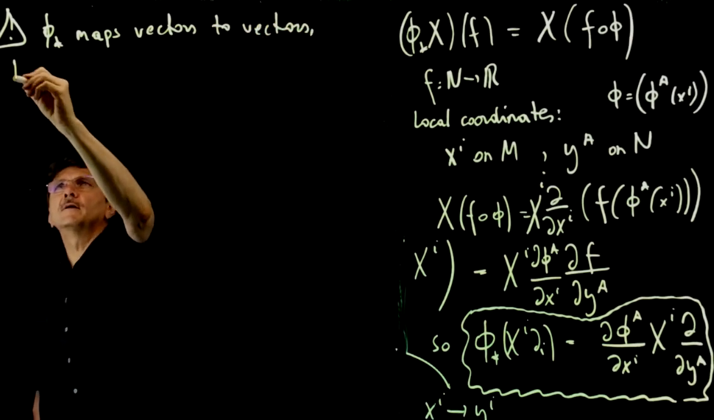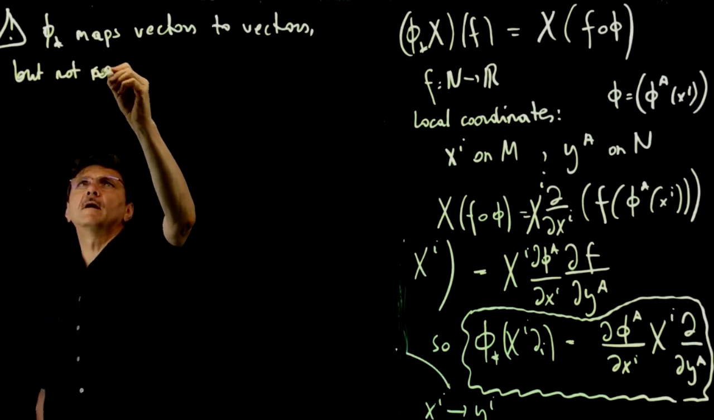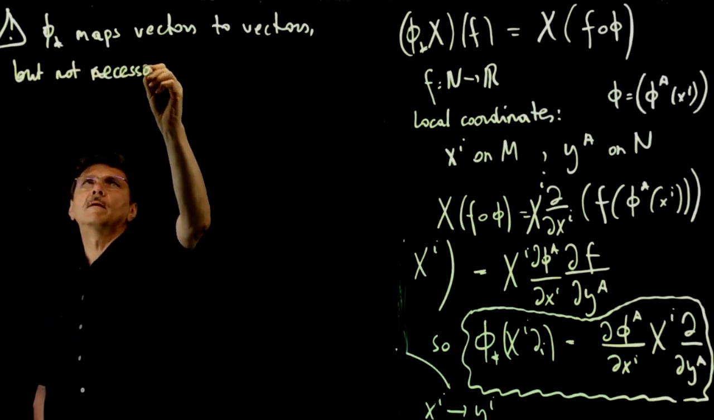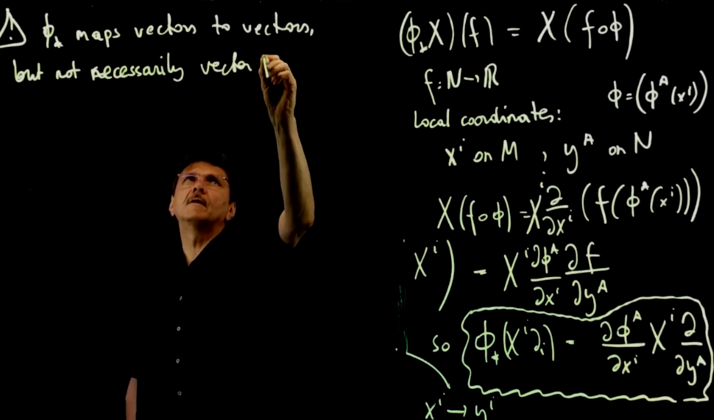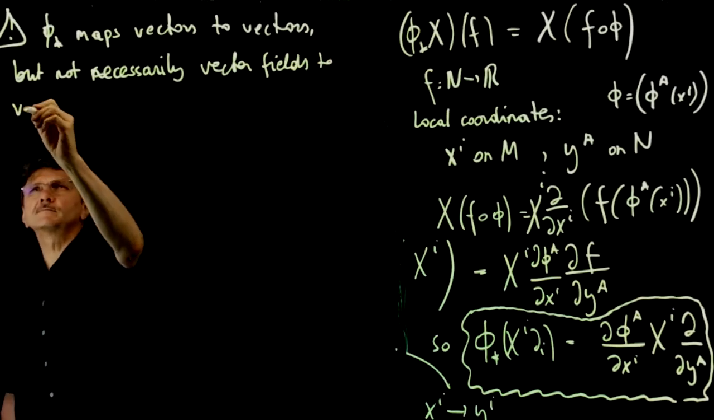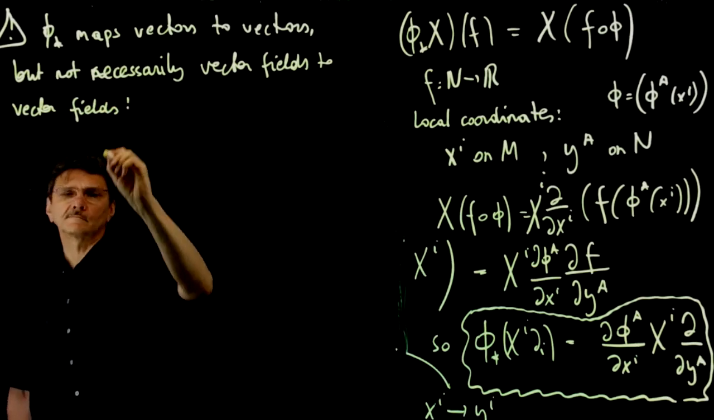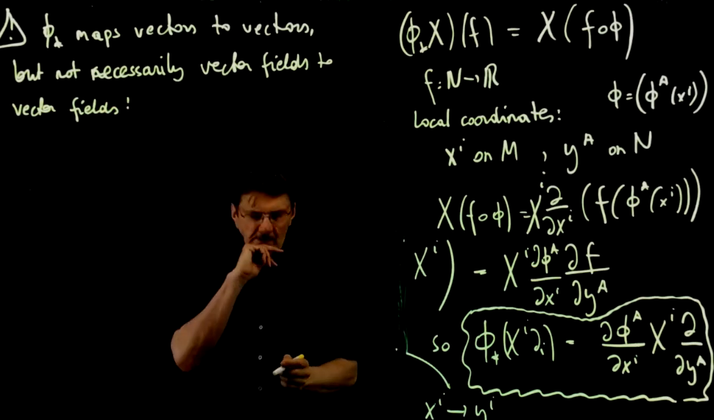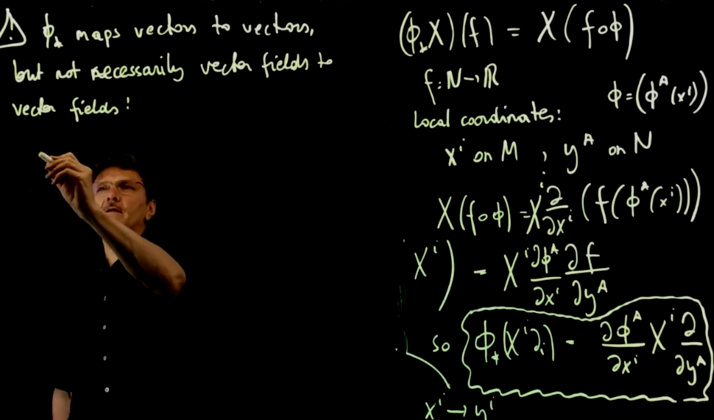But not necessarily vector fields to vector fields. So let's see what can go wrong. So let's see examples, right?